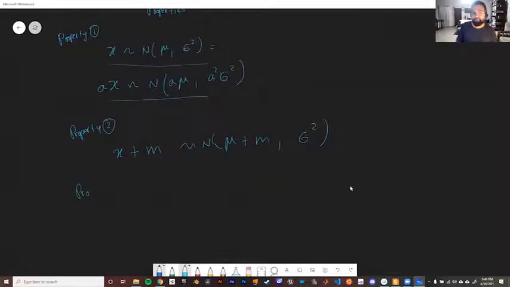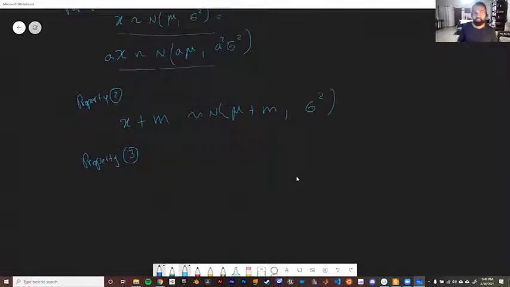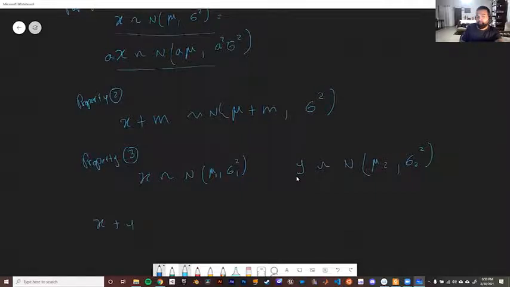Then property 3 that everyone needs to know is, let's say you had 2 Gaussian distributions. This random variable x is distributed in a Gaussian distribution, with mean mu1 and variance sigma 1 squared. And then I had y, which is normally distributed as well, with mean mu2 and variance sigma 2 squared. Now let's say I added these two up. Can someone tell me what's going to happen to the mean and the variance?